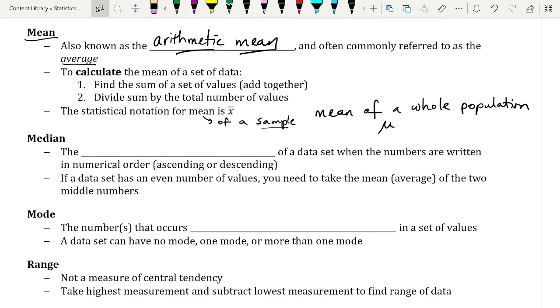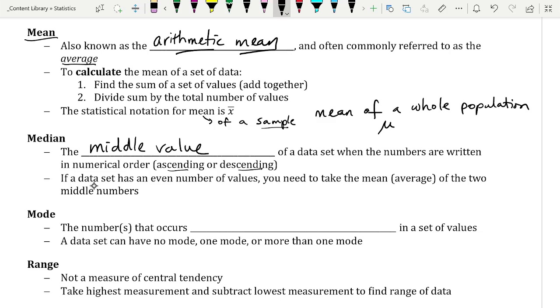Median is the middle value of a data set when the numbers are written in numerical order, either ascending or descending. Do we know what those words mean? Ascending means from smallest to biggest. Descending means from biggest to smallest. Doesn't matter which way as long as they're in order.